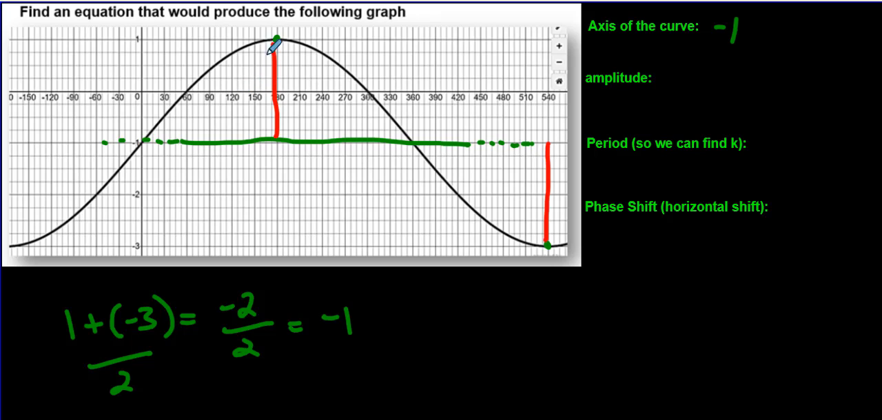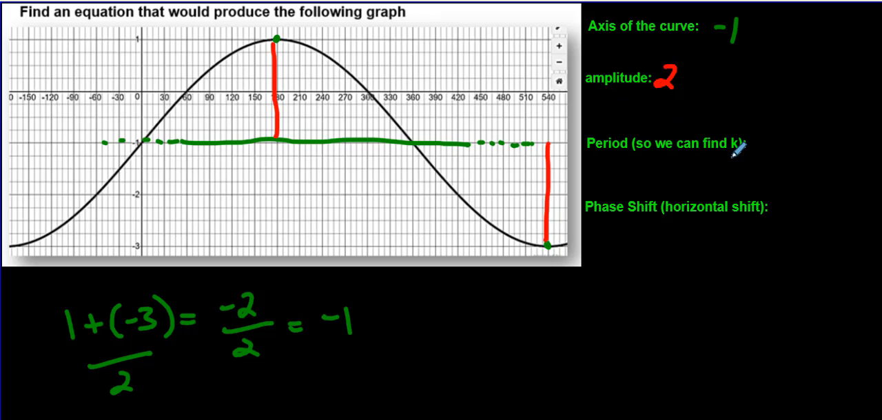But let's just figure it out. Looking at the graph here, from -1 to 1, how many is that? What is that amplitude? Remember, amplitude's always positive. So 1, 2. It's 2. The amplitude is 2.